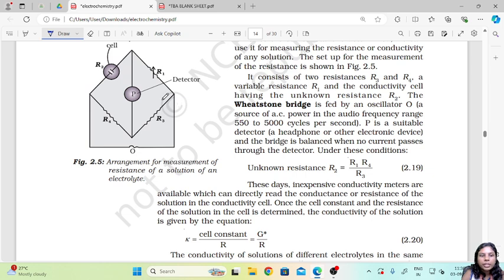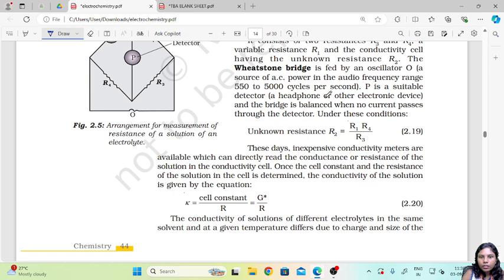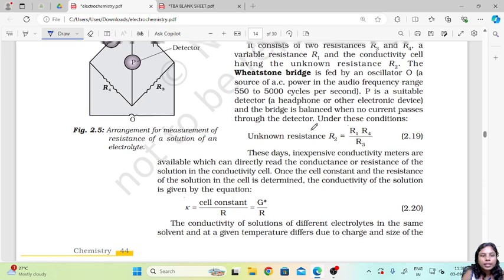P is a suitable detector. Here this is the oscillator. This is the setup of the Wheatstone bridge. This is the oscillator, and here we have P, that is the detector. So P is a suitable detector, and the bridge is balanced when no current passes through the detector.